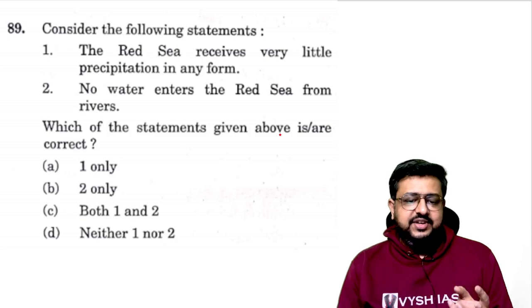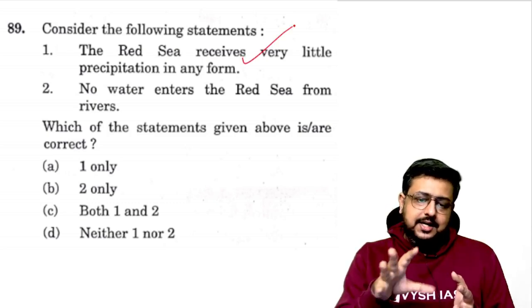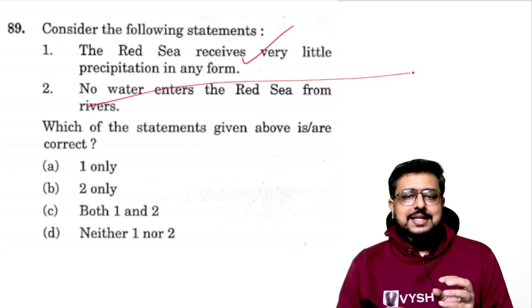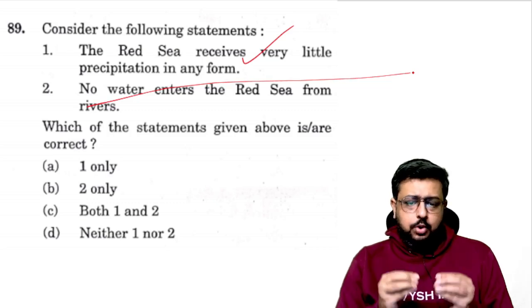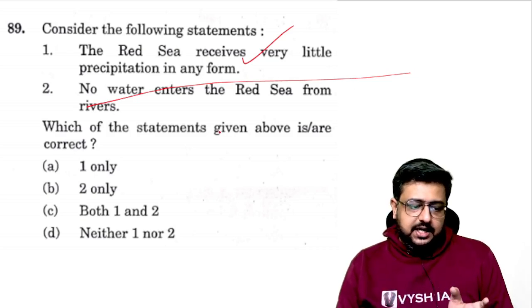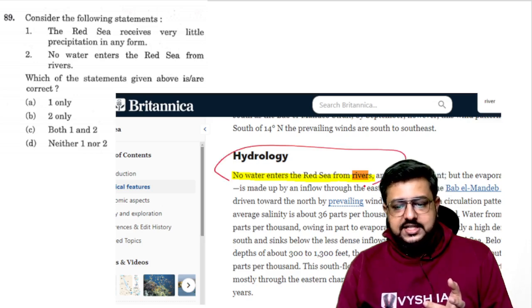They are telling: Red Sea receives very little precipitation. That's common sense, it's correct. In Saudi Arabia, the desert area, the Egypt area, there is less rainfall. That is correct, there is no doubt about it. The second one: no water enters the Red Sea from the rivers. That is from the Britannica page. As per that Britannica page only, they have taken this line. It is written, no water enters the Red Sea from rivers.